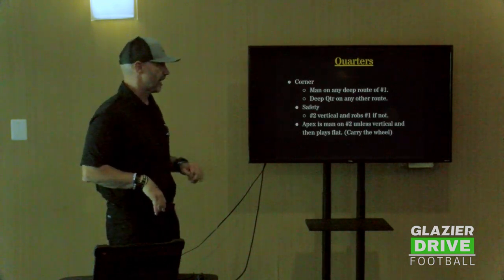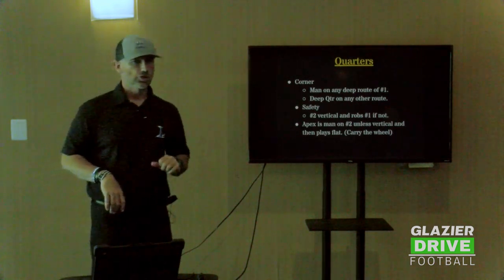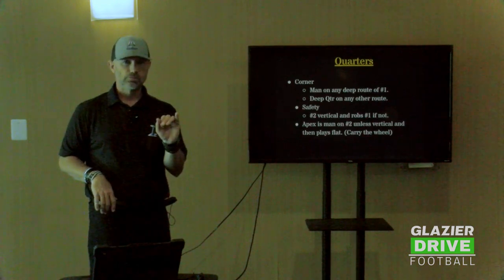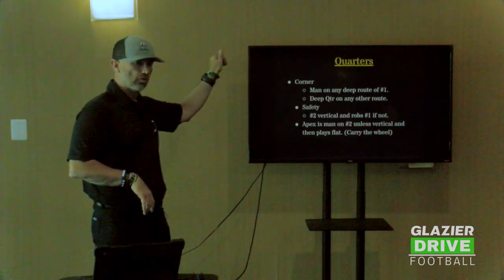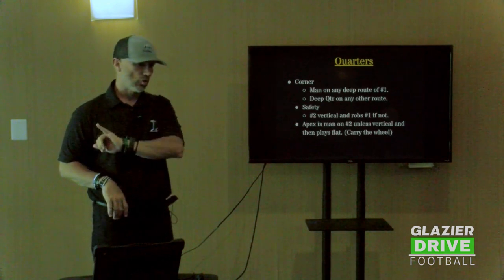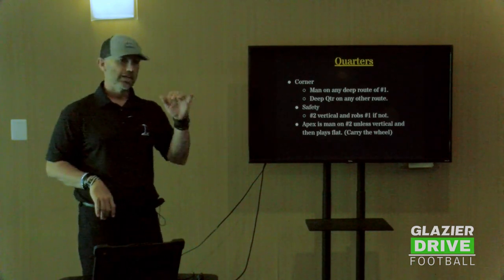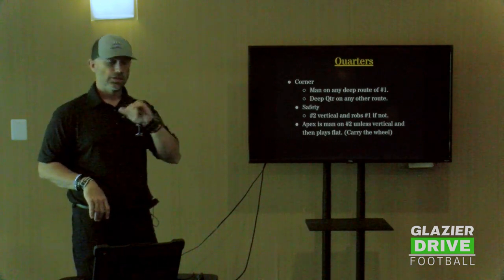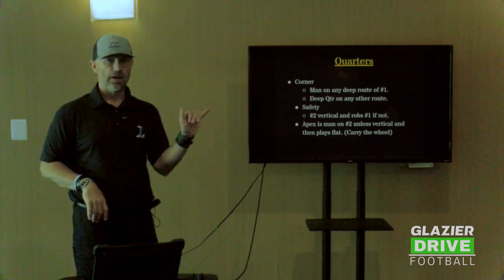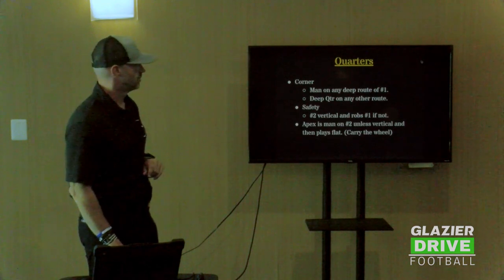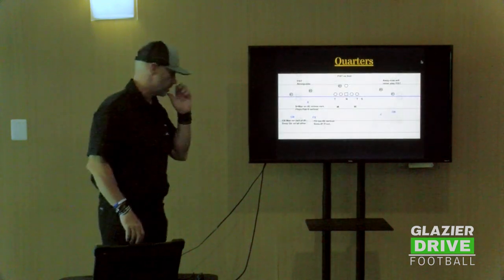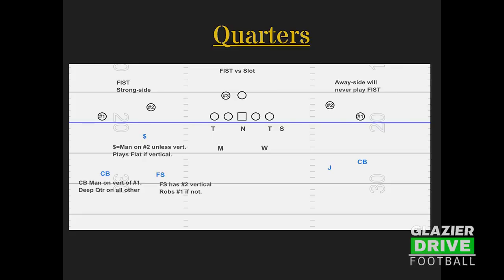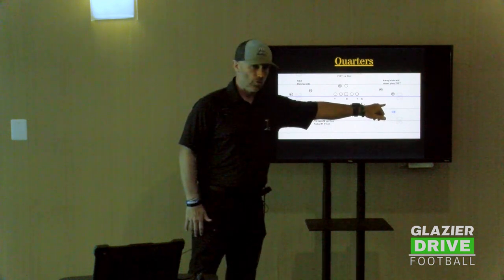And then he's going to play flat and he's going to carry the wheel. So if number 2 goes bubble, he's going to go with him and carry the wheel route on that. Because if the corner gets a post route out of number 1, the corner's got to go with him. So we have to be able to carry the wheel out of number 2 with our down safety. How does it look? In this particular case, we can only play quarters versus a 2x2 set on the strong side. We don't have a third player to play quarters on the weak side. We'll probably be playing man-to-man over here or palms on the weak side.